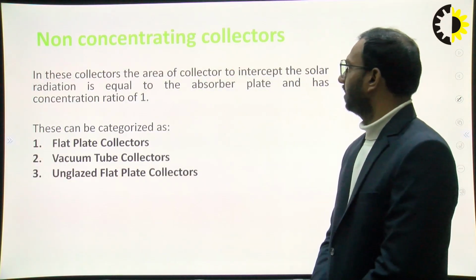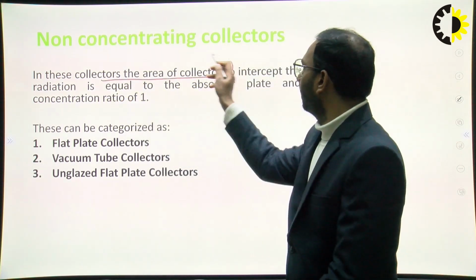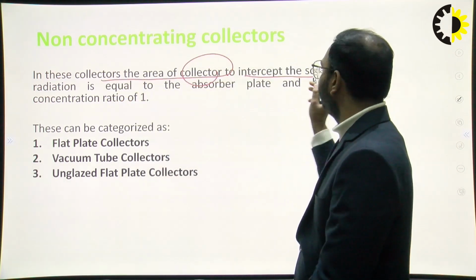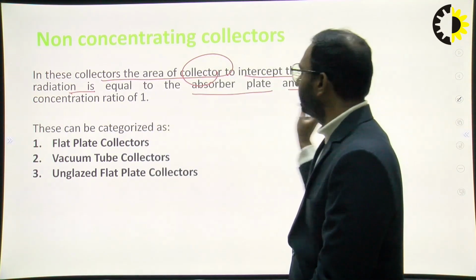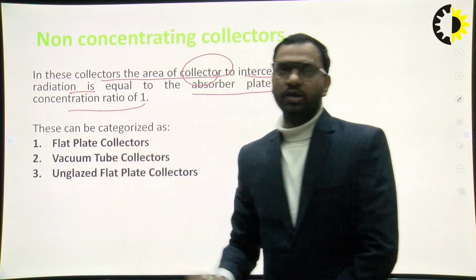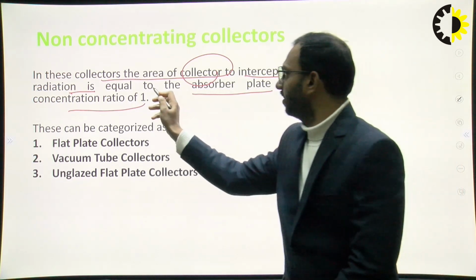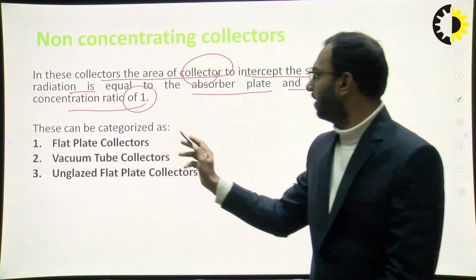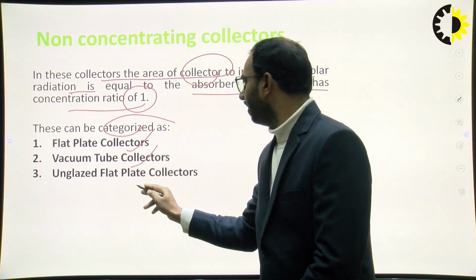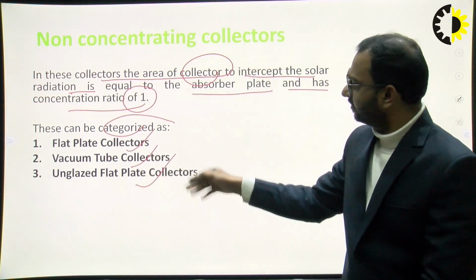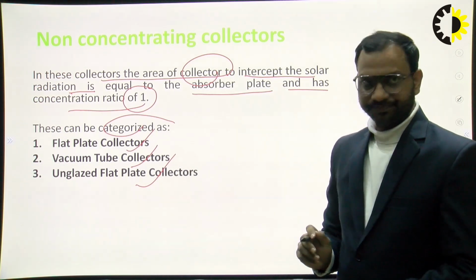Then what are non-concentrating type collectors? In these collectors, the area of the collector to intercept the solar radiation is equal to the area of the absorber plate and has a concentration ratio of 1. So non-concentrating type collectors have a concentration ratio of 1, and further they can be categorized as flat plate collectors, vacuum tube collectors and unglazed flat collectors. So these are the classifications of non-concentrating type collectors.